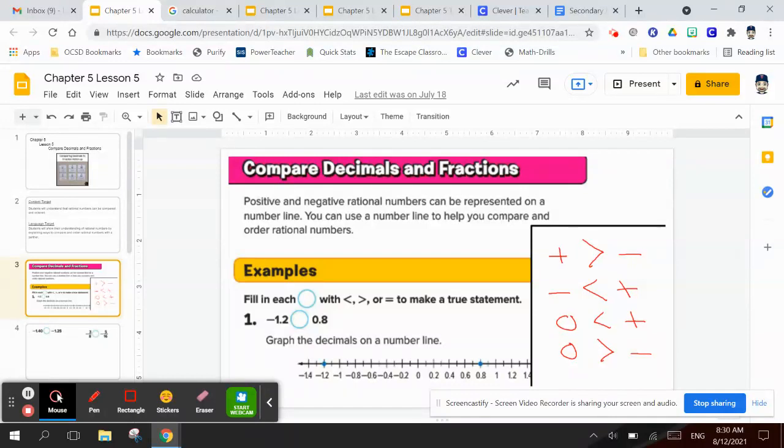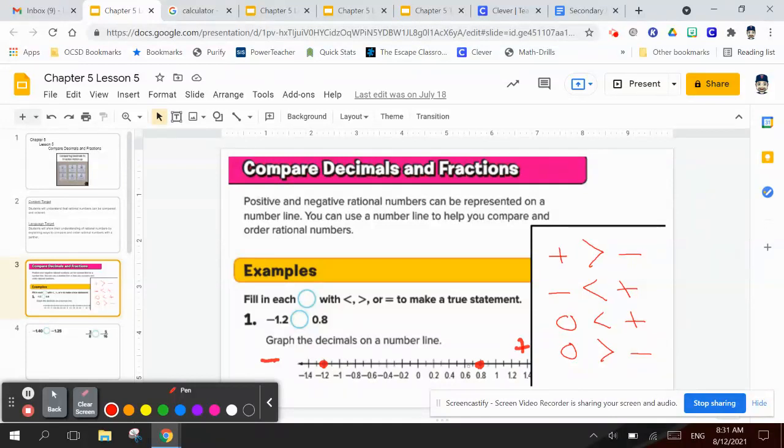Okay, so let's look at example number 1. Fill in the circle with a less than, greater than, or equal to make the true statement. So when I look, I have -1.2 and 0.8. So here's my number line. I can go -1.2, here's 0. My negatives, remember, are on the left. Positives are on the right. So I go from 0 to -1.2. Here's my dot. 0.8, I start at 0. I go to 0.8 on the right because it's positive.